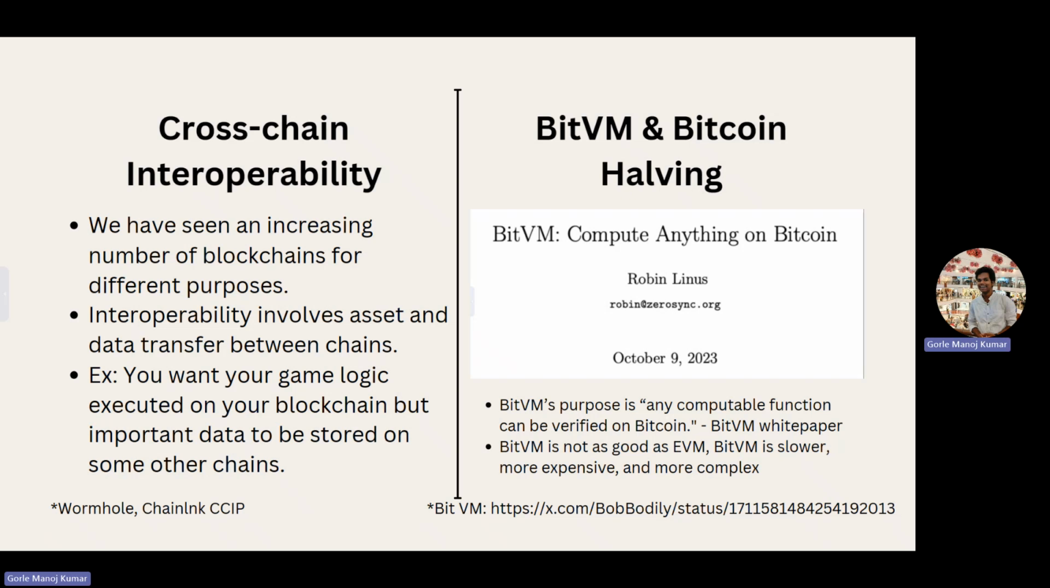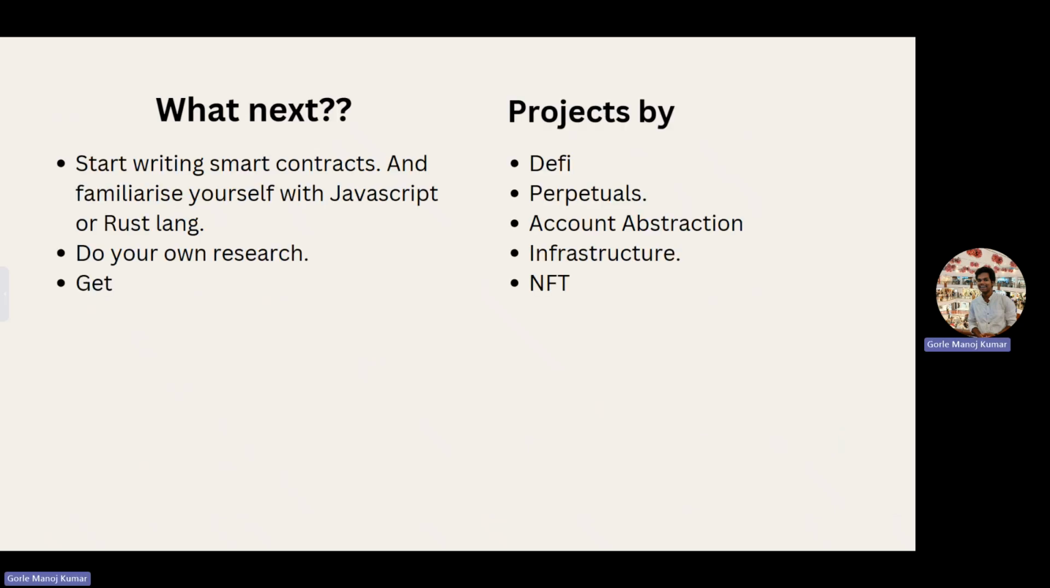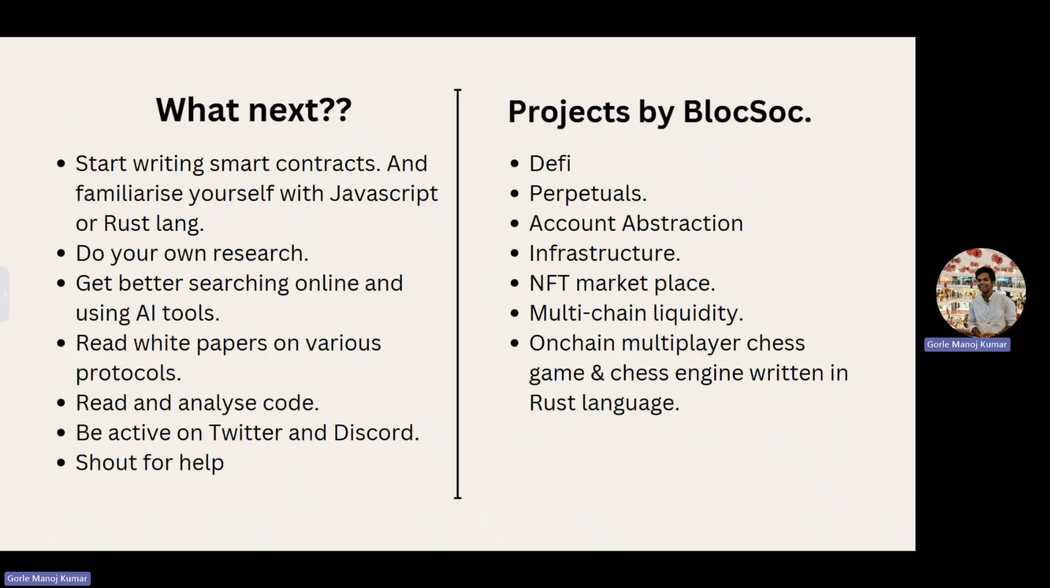You guys may have heard about Turing complete languages, Turing complete machines, right? Another thing mentioned in the BitVM white paper is that BitVM is not as good as the EVM; it is slower, more expensive, and more complex. So I think this answers my previous question. If you want, I'll send the thread of BitVM and the white paper of BitVM. And what next you guys can do.